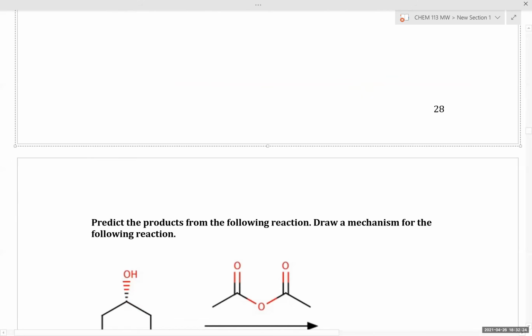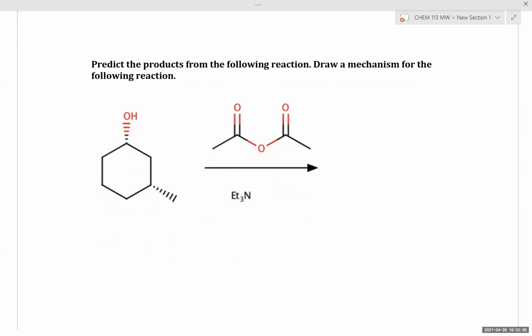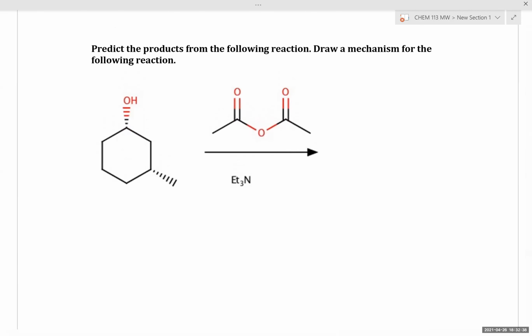So let's take what we've learned now and let's try to predict the products from the following reaction and draw a mechanism for this reaction. In this case, we have a secondary alcohol reacting with acetic anhydride and triethylamine. So let's take about 3 to 4 minutes and try to work through this example. Let's predict the product from this reaction and draw a mechanism.